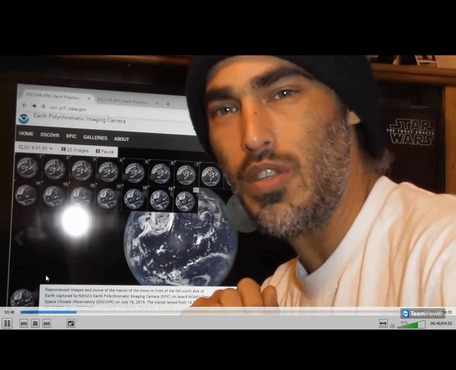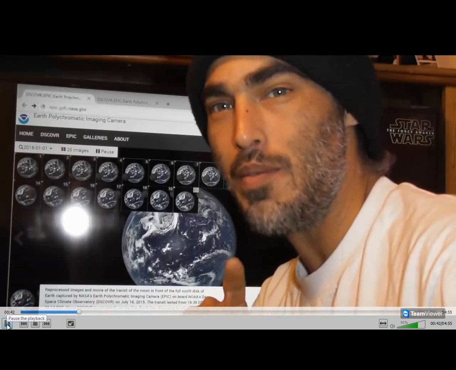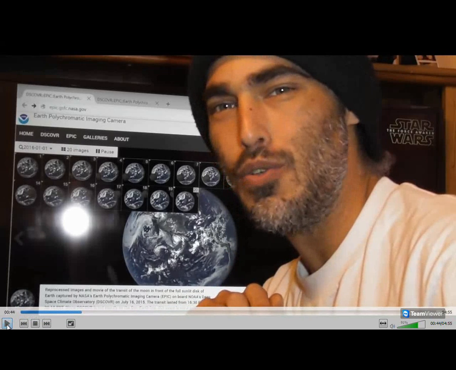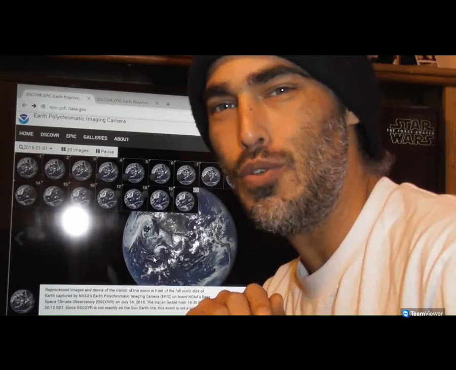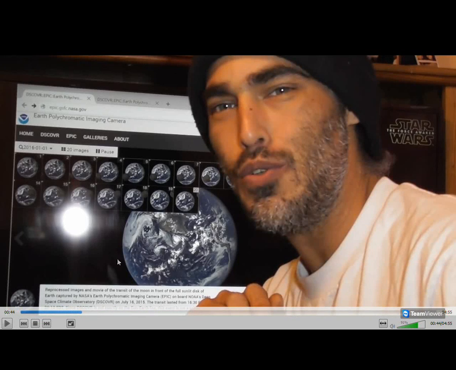Can any of you already see what's wrong with this picture and where I might be going with this? All right. So now, just looking at this picture here, this is supposed to be an actual picture from NASA of the Earth and the moon going across. Question number one right off the bat: where's all the space debris and satellites?